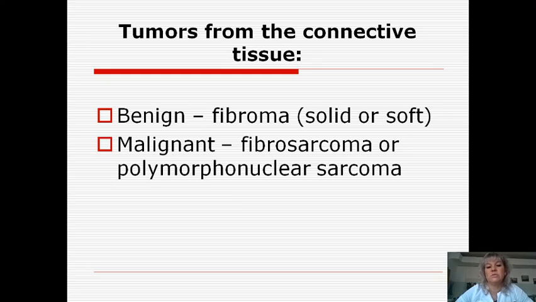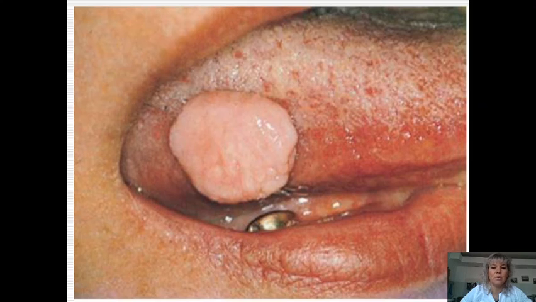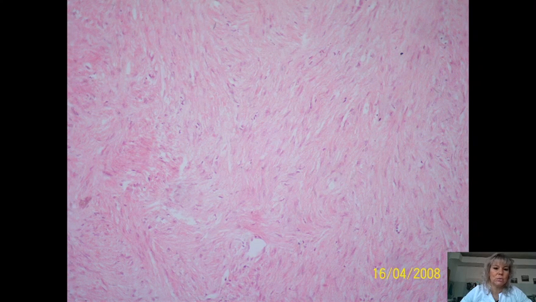Tumors from the connective tissue. Benign has the name fibroma, may be solid, may be soft. In the solid we see growth of connective fibers, in the soft growth of cells. Malignant, fibrosarcoma or polymorphonuclear sarcoma. In this photo you can see fibroma in the finger, fibroma in the tongue. Histologically, we see growth of connective fibers, as in solid fibroma, but chaotic growth and plus tissue.